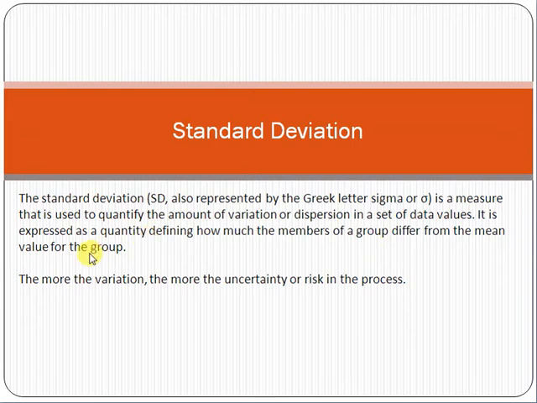Friend, the main concept of standard deviation is how much you are varying from the mean value. For example, if we have 5 students who have different heights, and we want to know the variation from the average height. Average height is the mean value, and the variance means how much you are varying from the average value. So that is called the concept of standard deviation.